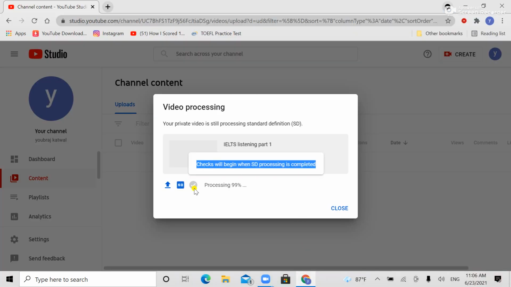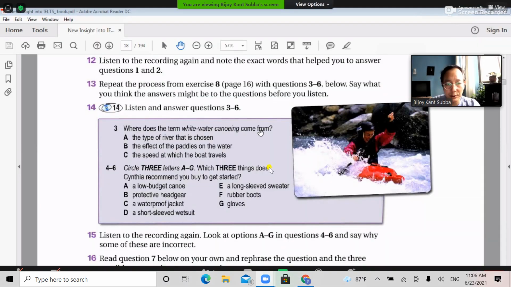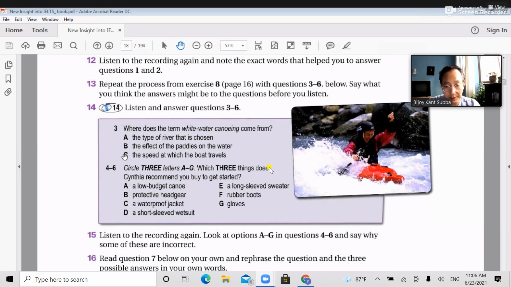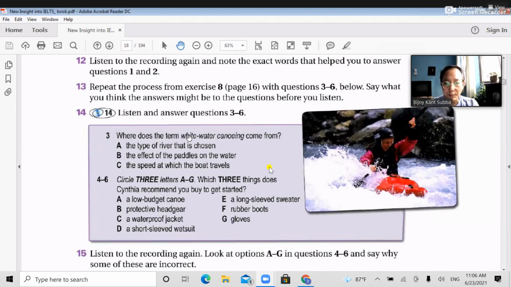Look at questions 3 and 4, the remaining questions. Where does the term whitewater canoeing come from? Okay, A, B, C. Now look at this question carefully, 4 to 6. All right, 4 to 6 is a little different. Circle 3 letters, A to G. Which 3 things does Cynthia recommend you buy to get started?